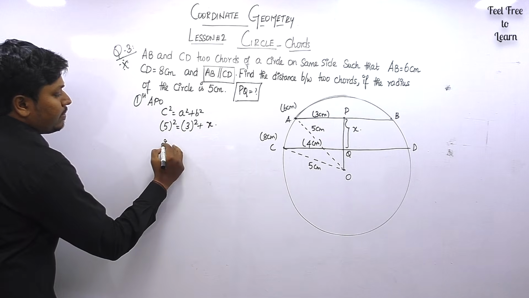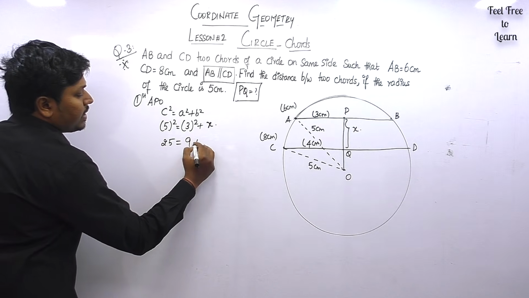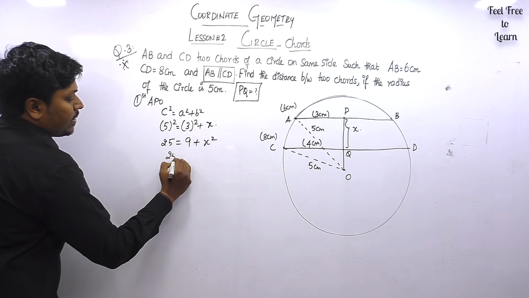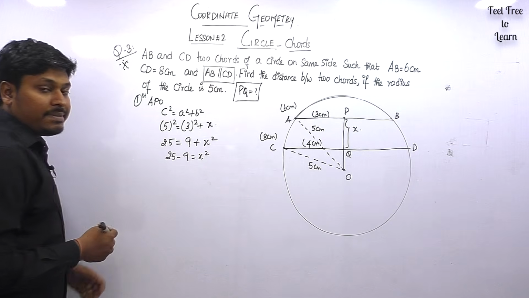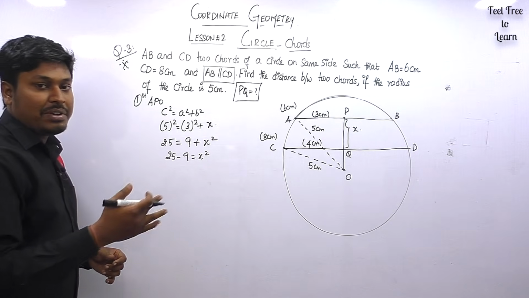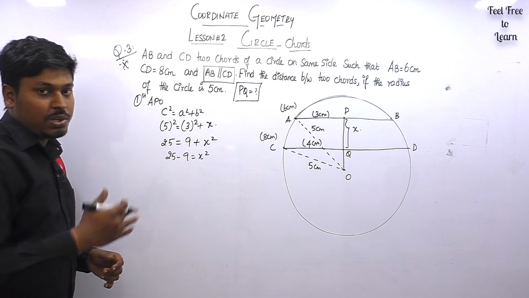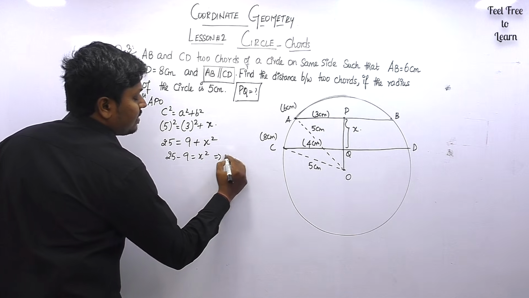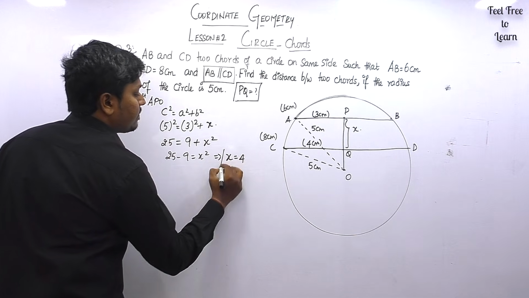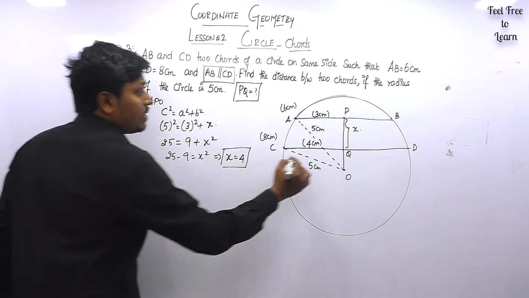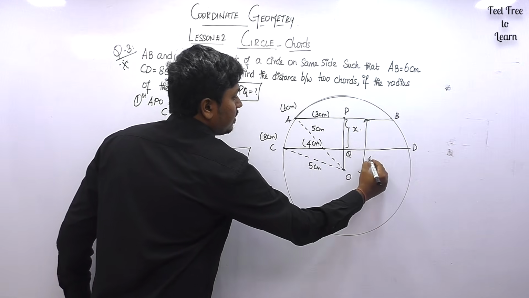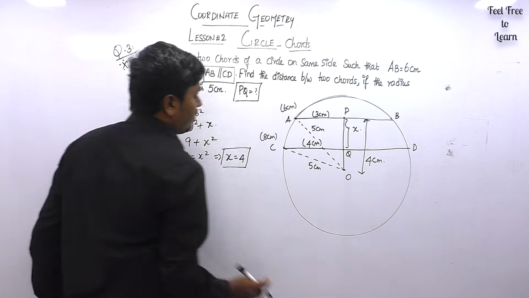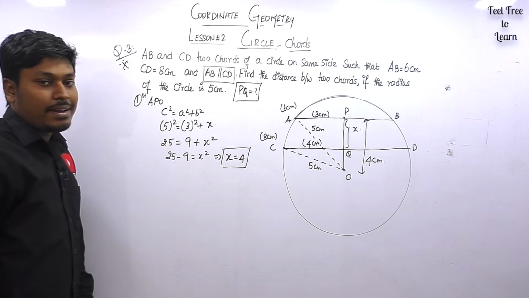So 5 square will be 25, 3 square will be 9, plus X square. So 25 minus 9 is equal to X square. 25 minus 9 will be 16, so X square is equal to 16. So X is equal to root of 16. So finally we can say the value of X will be 4, which will be the total distance. Got it? So now we found the total distance, that is O to P will be 4 centimeter. That's what we have found by using the first right angle triangle.